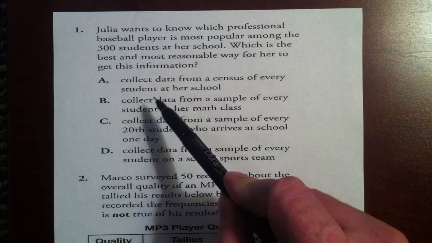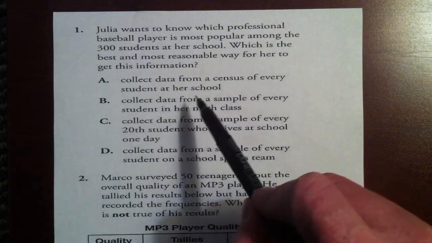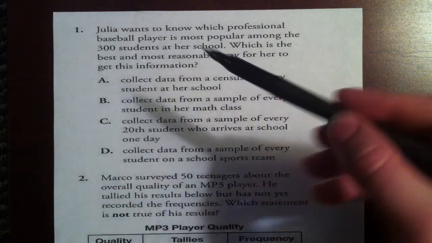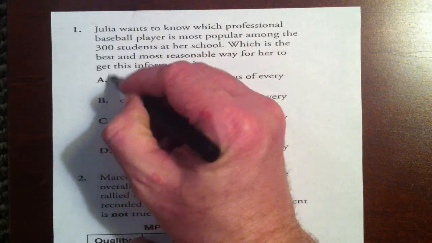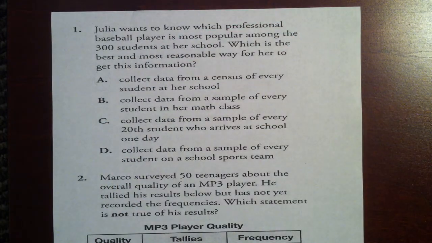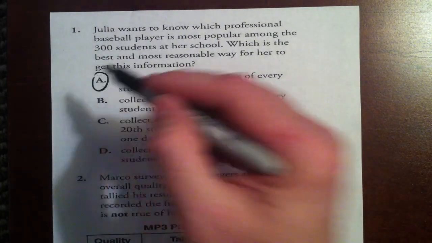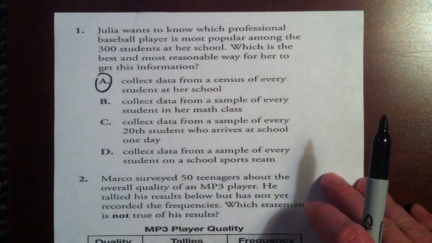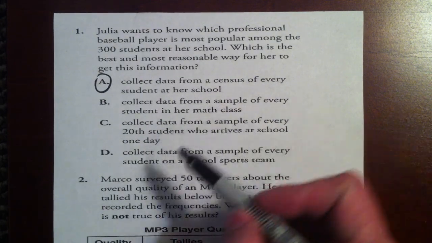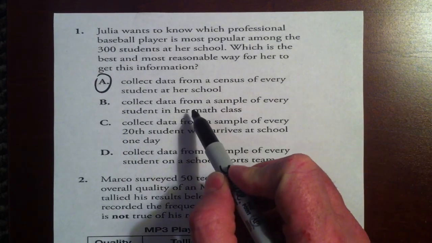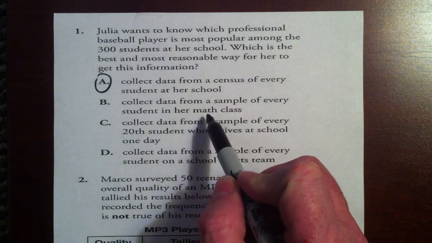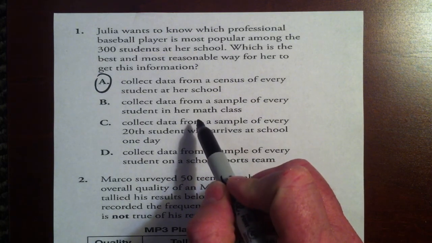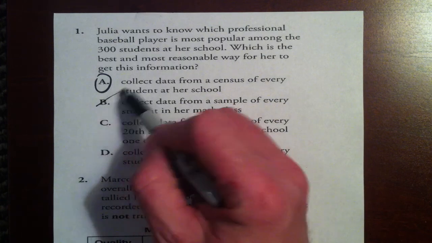Well, she could A, collect data from a census of every student at her school. All right, that might be a good option, so let's go ahead and circle that one. B, she could collect data from a sample of every student in her math class. Now, asking every student in her math class isn't very random. It's very specific, asking every person in her math class. So I would eliminate this choice.